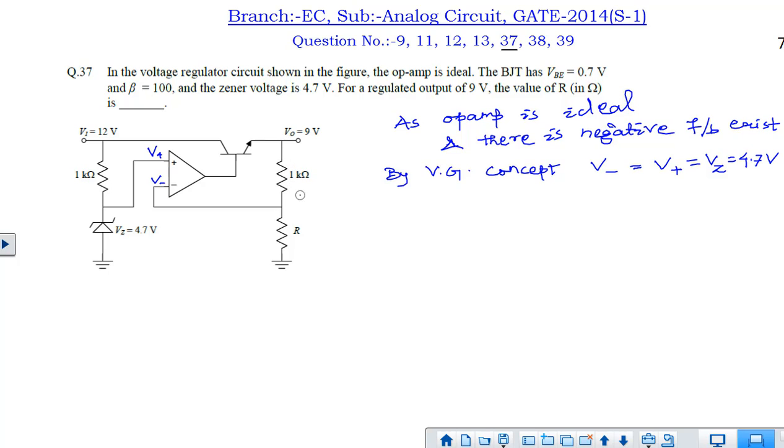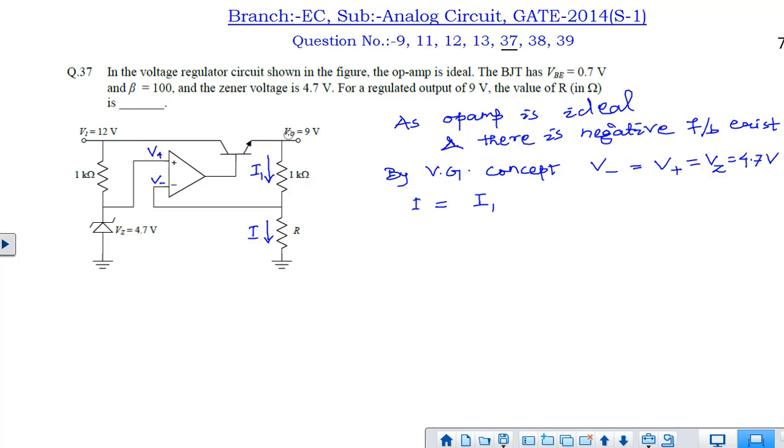Hence we can find out the current across this 1 kilo ohm resistor easily. Suppose I1 is the current that is flowing through the 1 kilo ohm resistor. As there will be no current flowing through this branch, that is, into or out of the inverting terminal, the current will be 0. So we can write that the current flowing through this resistor R is the same as the current I1. So I is equal to I1. We can easily find out the value of I1.